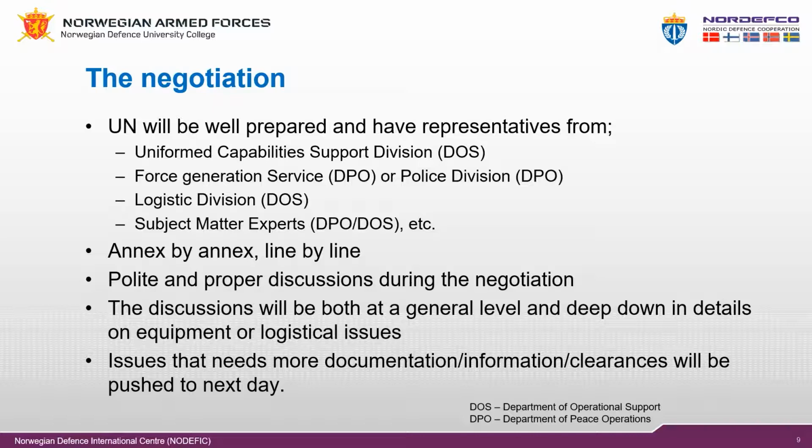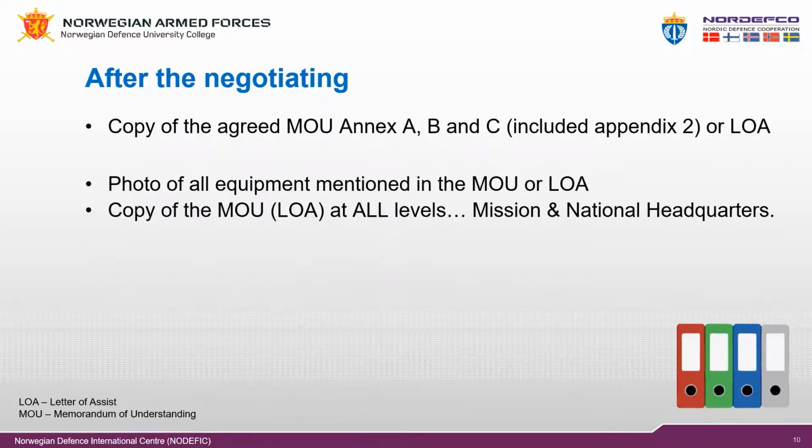Even if the negotiations have ended, the work is not over. We have to make sure that all national levels, both back home and in the mission, have a copy of the agreed Memorandum of Understanding, Annex A, Annex B, and Annex C, including the welfare and internet appendix, a copy of the agreed letter of assist, and photos of all equipment mentioned in either the Memorandum of Understanding or in the letter of assist.